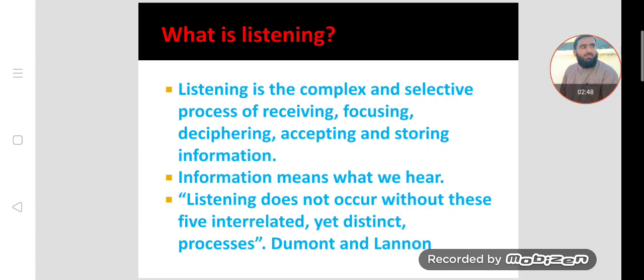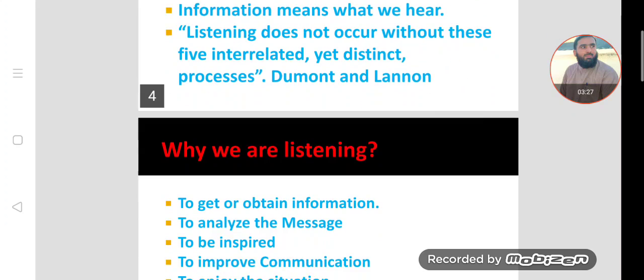Information means here what we hear, what we are listening to. So through listening, we are getting information. Listening does not occur without these five interrelated yet distinct processes. These are receiving, focusing, deciphering, accepting, and storing. These are the five interrelated elements. Listening does not occur without these interrelated elements. These are very important.